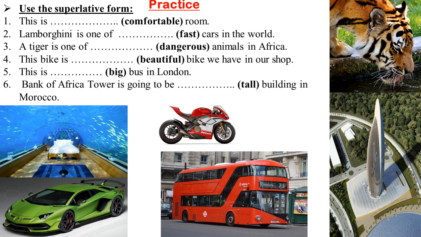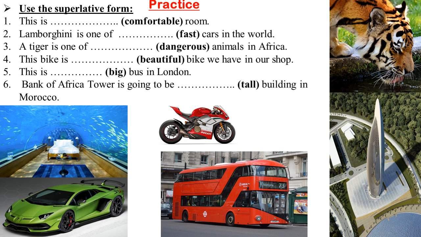Number 2. Lamborghini is one of the fast cars in the world. Adjective fast. It is a short adjective. Fast. So obey the rule of short adjectives. 3. A tiger is one of the dangerous animals in Africa. Dangerous, 3 syllables. So it is a long adjective.